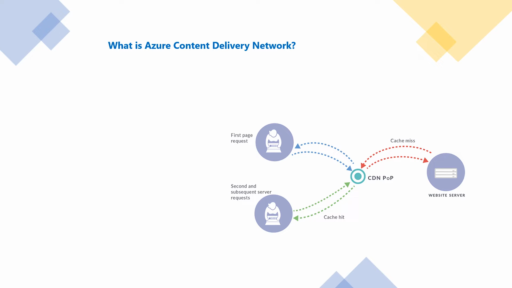Azure CDN can also accelerate dynamic content, which can't be cached, by using various network optimizations using CDN POP. For example, routing optimization to bypass Border Gateway Protocol, BGP.